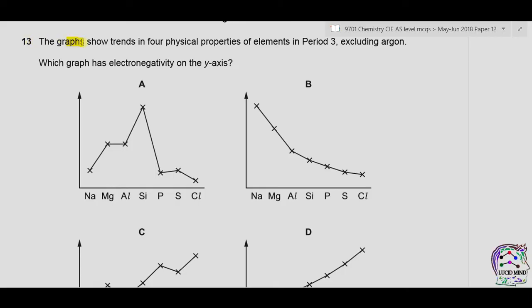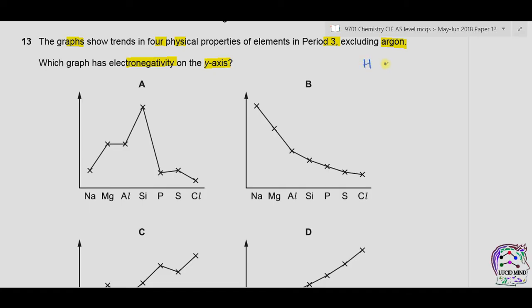Question 13. The graphs show trend in 4 physical properties of elements in period 3 excluding argon. Which graph has electronegativity on the y-axis? Now, electronegativity is the tendency of an atom to attract a shared pair of electrons towards itself.